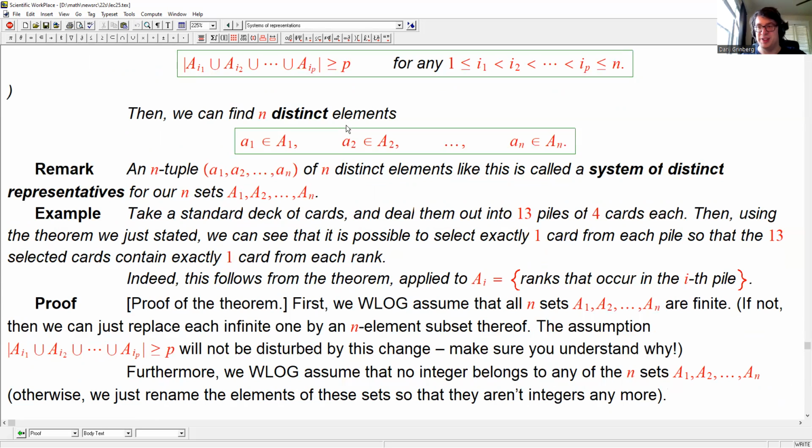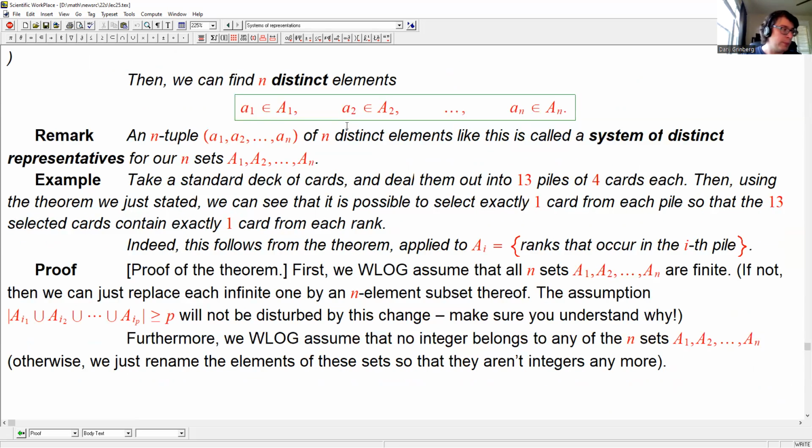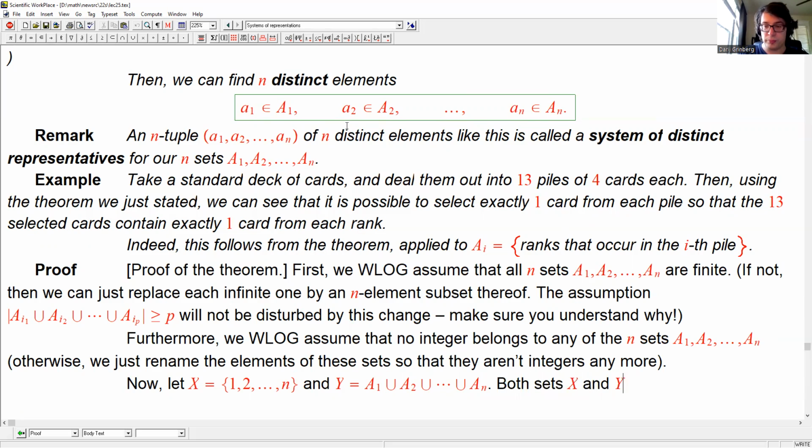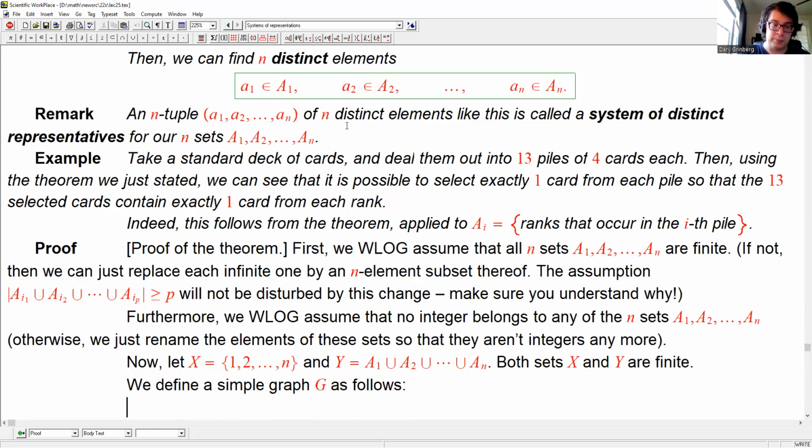This is a very stupid thing, but it's necessary in order to make sure that our graph later will not have accidentally equal vertices. Now, let X be the set of integers from 1 up to n, and let Y be the union of all our n sets. We just made sure that this is a finite set. So these are both finite. And let's define a simple graph G as follows.